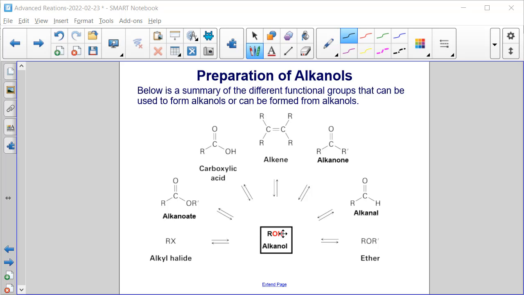So if I have this OH group, I can form several different compounds with different functional groups: halides, alkanoates, carboxylic acids, alkenes, alkanones, alkanals, ethers. Similarly, we can go the other direction. If we start with an ether, we can form an alkanol, and so on and so forth.